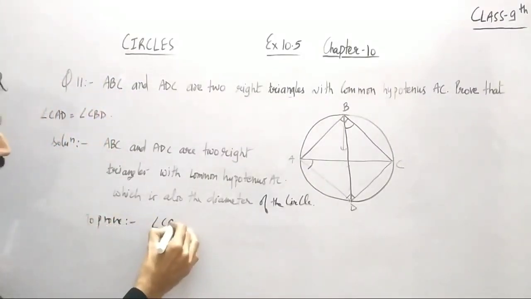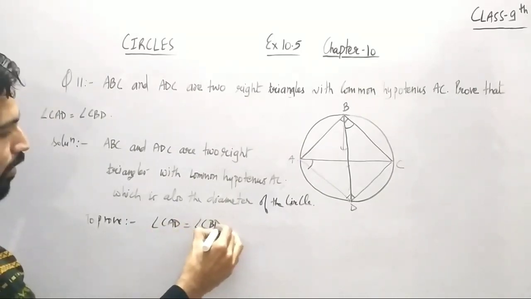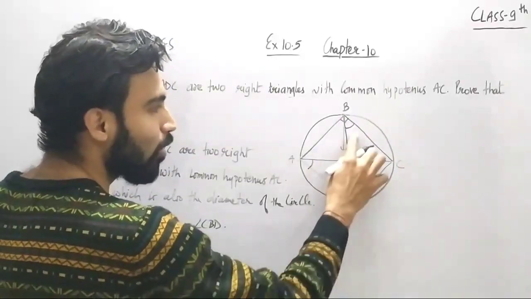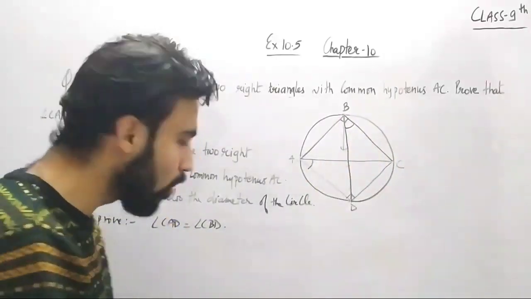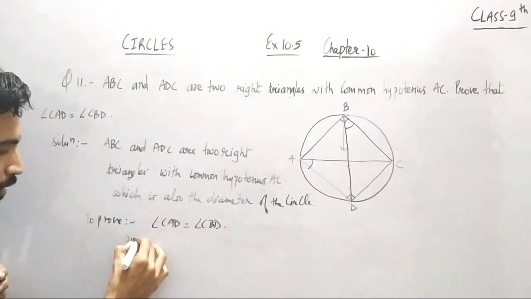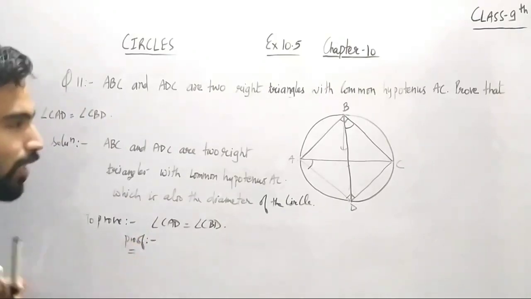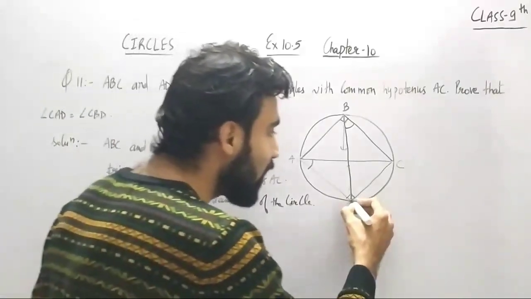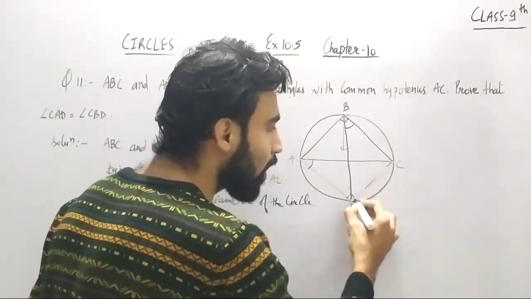Right, now you can see what we have to prove here is that angle CAD is equal to angle CBD. You can see CAD is equal to CBD. We have to prove both of these angles equal. Now let me just start off the proof here. So it's quite an easy question. If you look carefully here, this CD is acting as a chord.